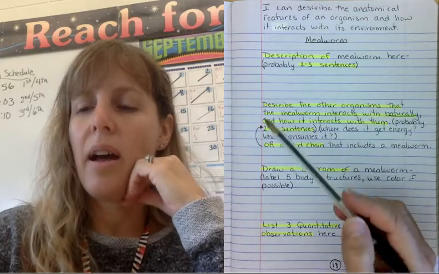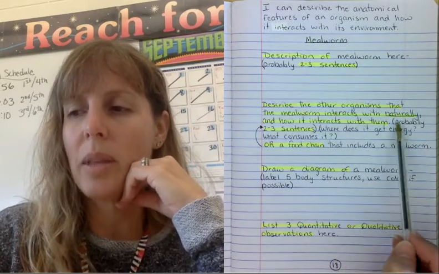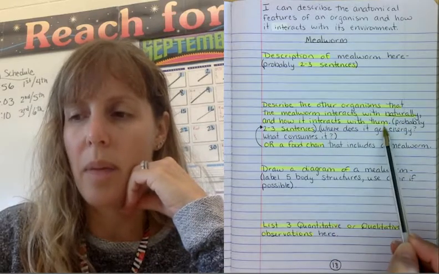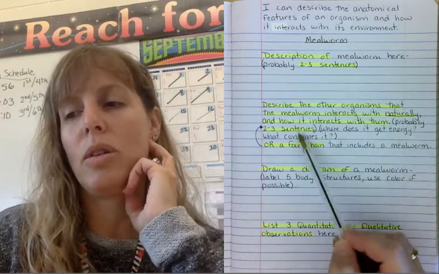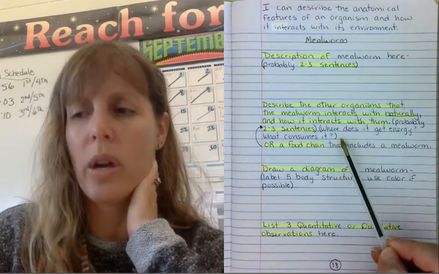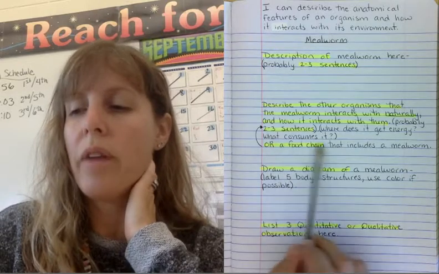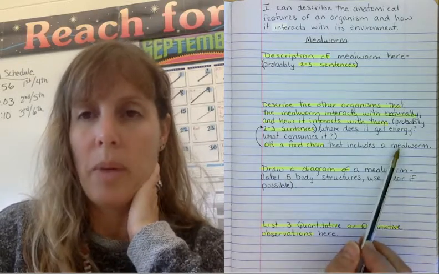And then after you're done with that, you're going to describe the other organisms that the mealworm interacts with naturally and how it interacts with them. So this is either going to be 2 to 3 sentences. And you're going to answer like, where does it get its energy? What consumes it? Is it predator, right? Or you can draw in a food chain that includes a mealworm.